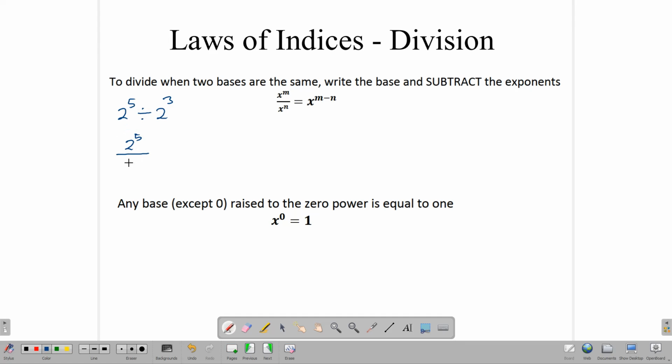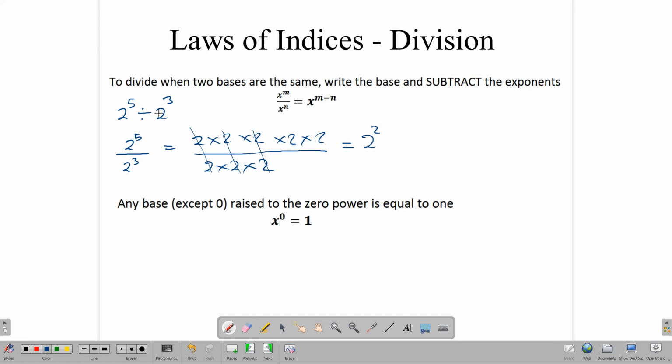2 to the 5 divided by 2 to the third, and let's write it out. So 2 to the 5 would mean 2 times 2 times 2 times 2 times 2. That's 1, 2, 3, 4, 5 times. Very good. And we're dividing that by 2 times 2 times 2. Now what happens when we're dividing is that this will divide this out. This will divide this out, and that divides that out. And what we're left with is 2 times 2. And writing that in index form will give us 2 squared.